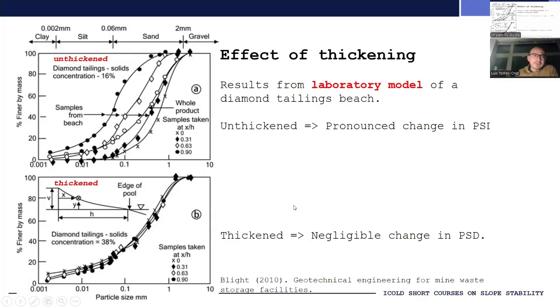These are figures from Jeff Blight's book on geotechnical engineering of mine waste storage facilities, and he is showing the role of thickening. So when dealing with slurry type deposition, where there has not been any thickening performed on the tailings, you see that particle segregation, but you do not see it when you are dealing with thickened, dewatered tailings. In that case, there will be a negligible change in particle size distribution.